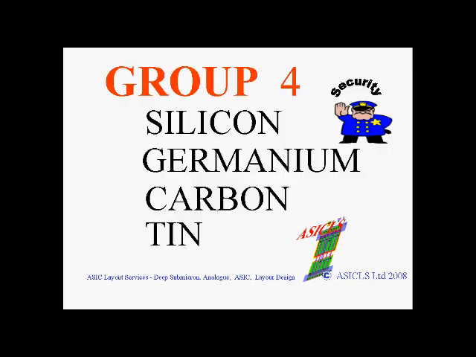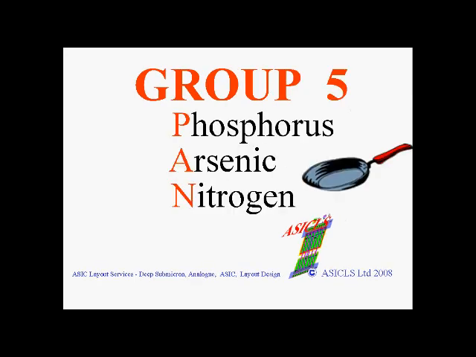Returning to our discussion of group 4, also included in group 4 with silicon is germanium, also carbon, which is what we humans are made of, and also tin, which is what the Tin Man from the Wizard of Oz is made of.